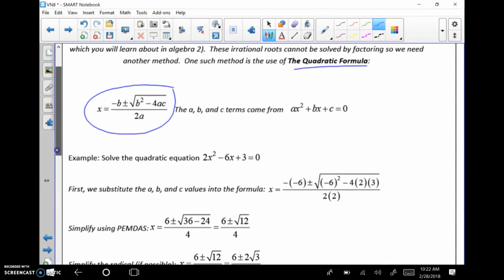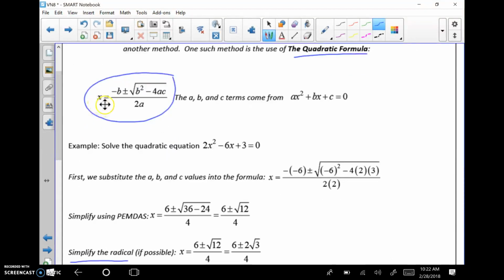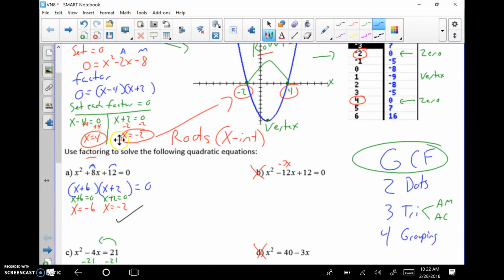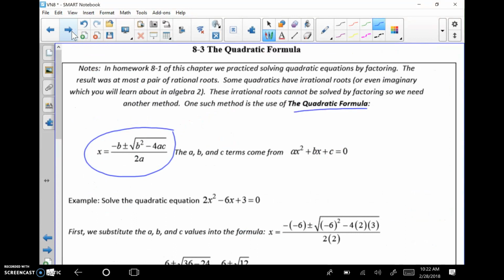For example, this. Now the way the quadratic formula works, it starts with x equals, because remember your roots are x equals, like we saw again on the previous page: the answers were x equals 4, x equals negative 2, x equals negative 6. So your roots we write as x equals because they are x values, because we know the y values are 0. That's why it's x equals in front. And then it's this monster of an equation here. It's probably the ugliest equation you've ever seen to this point.